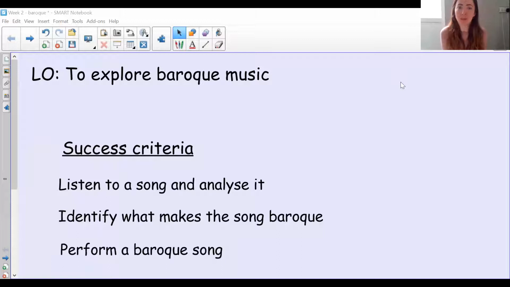So this term in music, we're listening to songs from lots of different musical genres. And today we are learning to explore Baroque music. Our success criteria today is to listen to a song and analyse it, identify what makes the song Baroque, and perform a Baroque song.